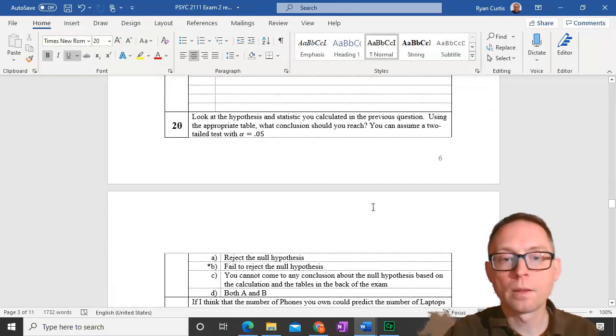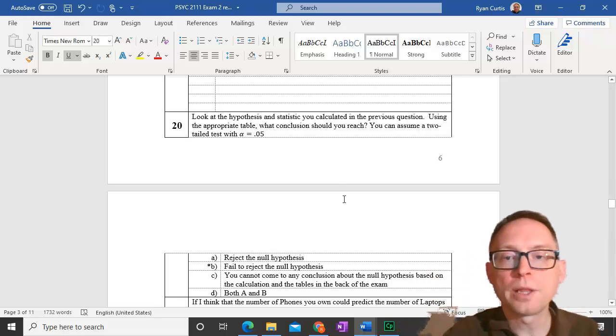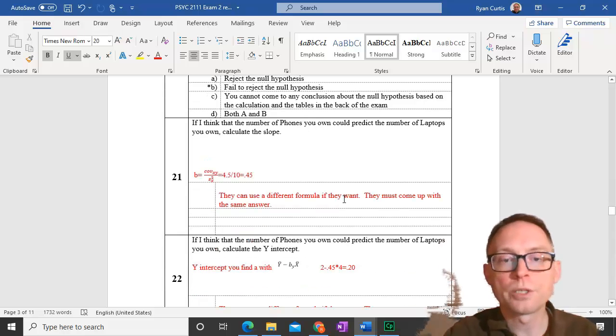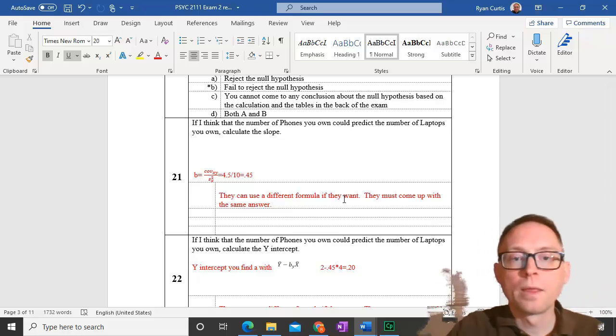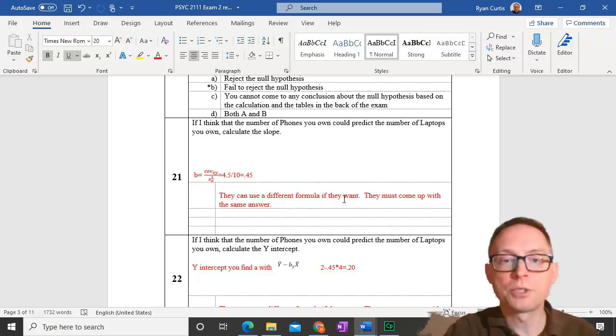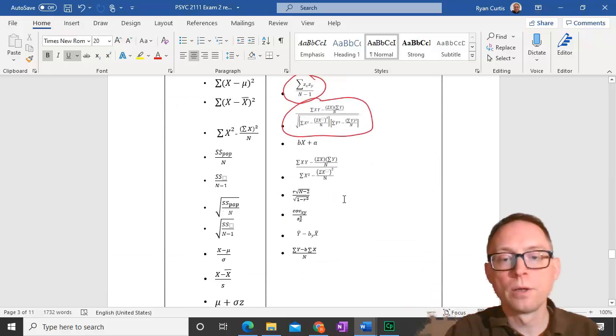Sorry, that was 20. 21. If I think that the number of phones you own could predict the number of laptops you own, and I calculate the slope. All right, how are we going to calculate the slope? Well, the easiest way to calculate the slope, let's look at these tables right here.